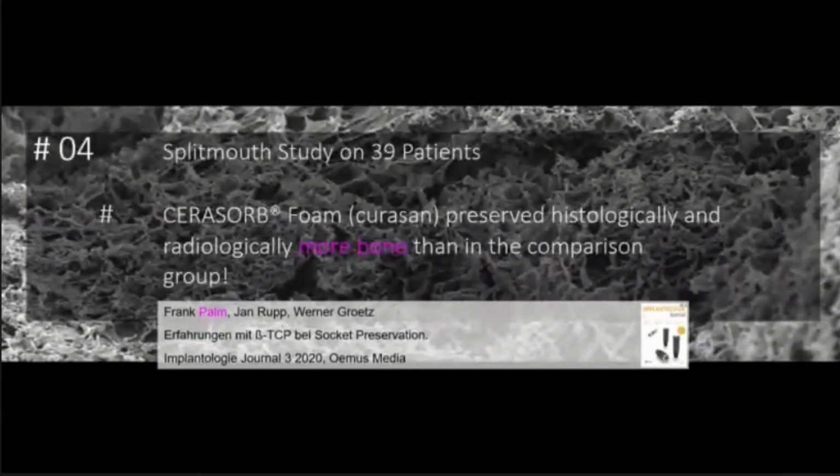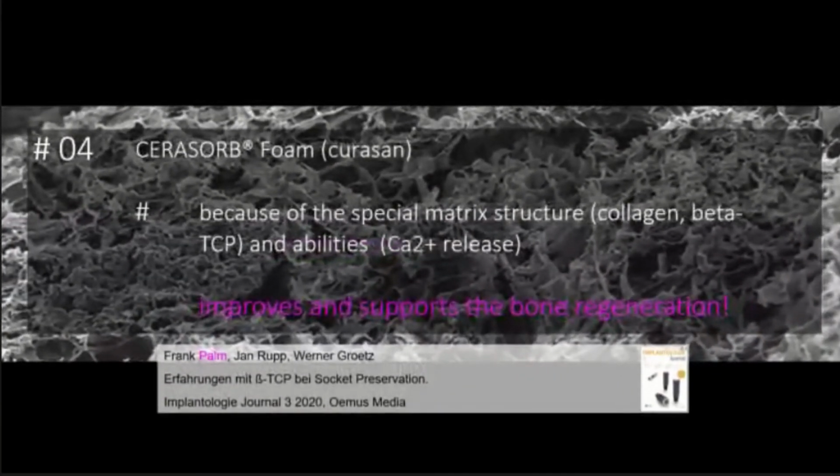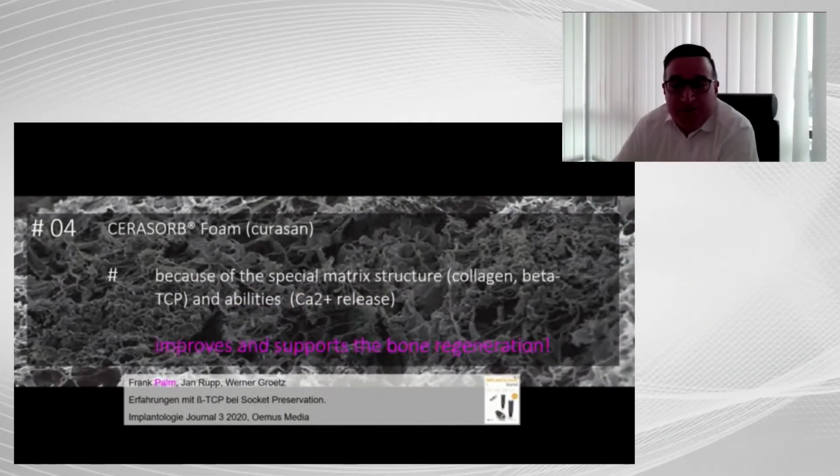But why is this so? It seems in this study that because of the special matrix structure of the collagen and the beta TCP, and the ability to release calcium, CERASORB foam improves and supports bone regeneration. And this is exactly what we want. Of course, this assumption needs further scientific research and evidence, but in my opinion, this is a very important argument for the regenerative potential of CERASORB foam.